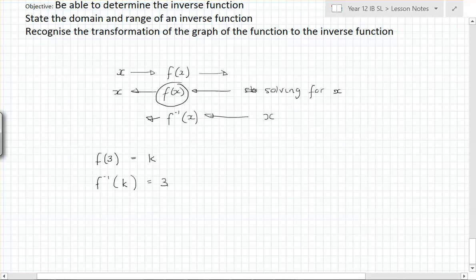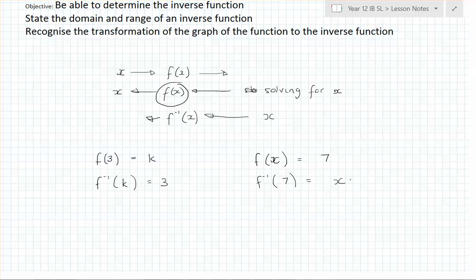Okay, so that's quite an important thing for us. Therefore, let's say f of x equals 7. Alright, so how would you write that but with inverse notation? f to the minus 1 of 7 equals x. Alright, so making sense. So, like I've said, you've all done this before. You've all rearranged to solve for x. It's just a matter now of making sure that you can write it as an actual function.